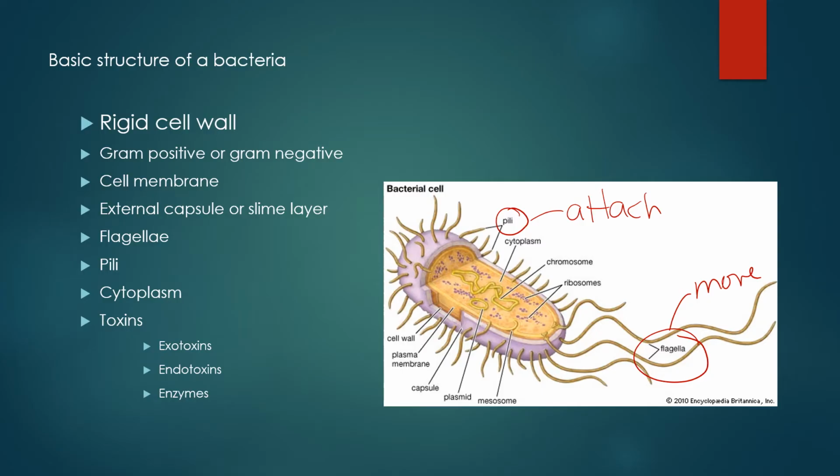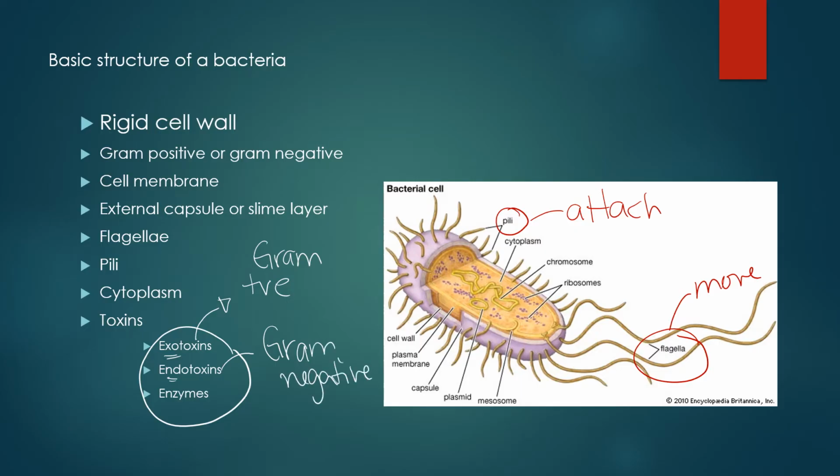They have a cytoplasm, and like mentioned before, they can produce toxins, so exotoxins and endotoxins, and or enzymes. A way to remember it is that exotoxins are produced by your gram-positive bacteria. So exo, if you spin the X, it becomes a T for plus. Exotoxins are produced by gram-positive bacteria. Endotoxins, with the N inside, are produced by gram-negative bacteria.